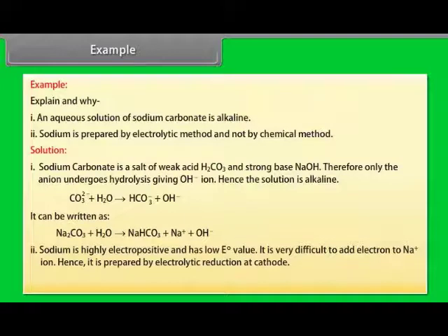Sodium is highly electropositive and has low E0 value. It is very difficult to add an electron to Na+ ion. Hence, it is prepared by electrolytic reduction at cathode.